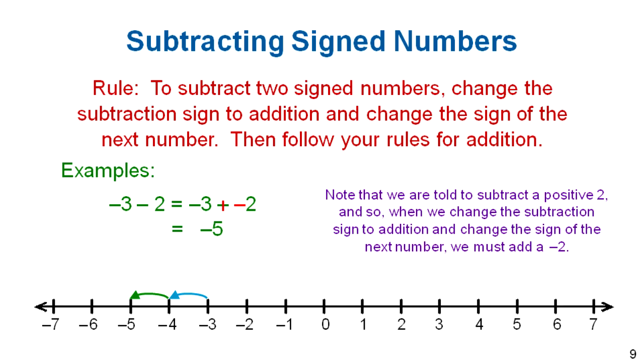To see why this rule works for this example, note that this example tells us to start at -3 and then move 2 units to the left. Also note that this is exactly what we would do if we wanted to add -3 plus -2.